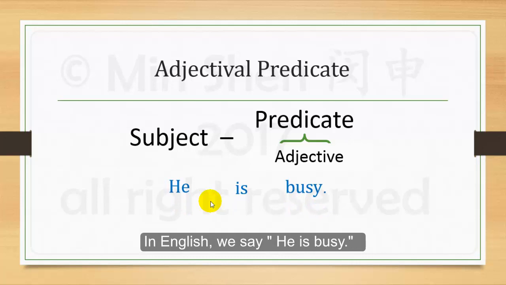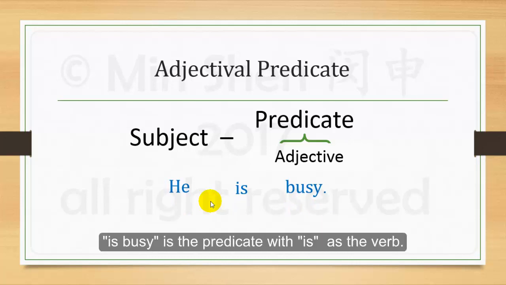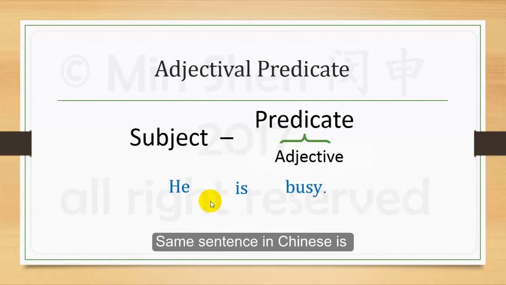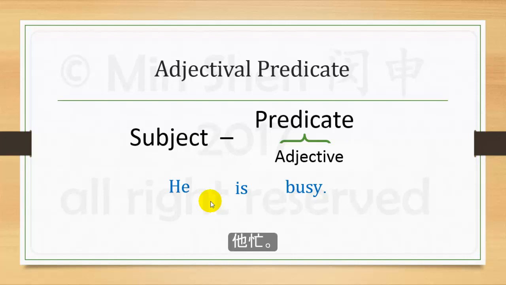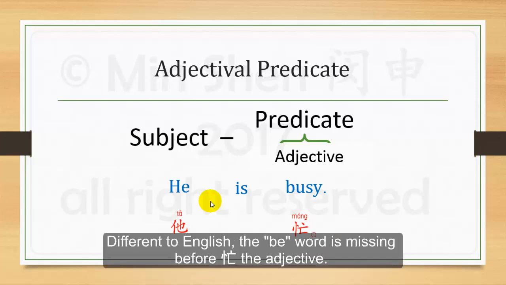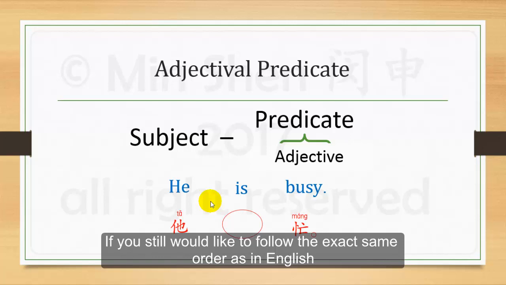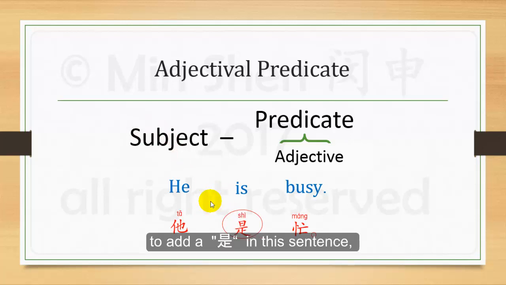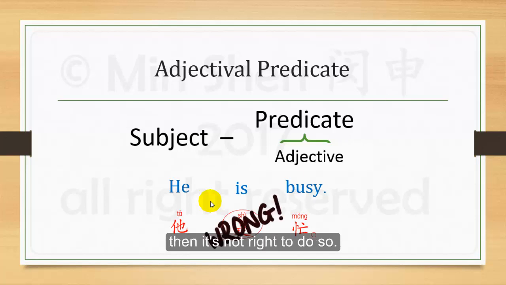In English, we say "he is busy". "He" is the subject. "Is busy" is the predicate with "is" as the verb. The same sentence in Chinese is 他忙, 他 is the subject and 忙 is the predicate. Different to English, the "be" word is missing before 忙, the adjective. If you still would like to follow the exact same order as in English to add 是 in this sentence, then it's not right to do so.